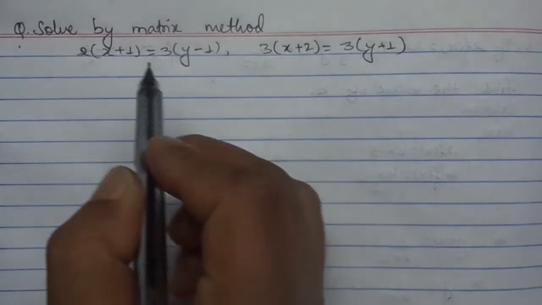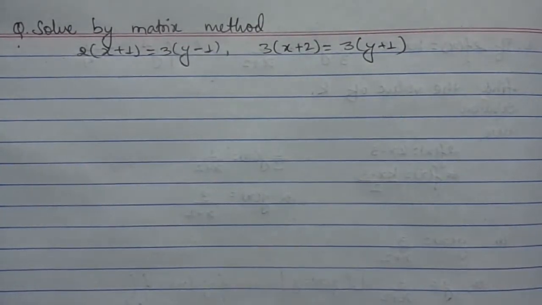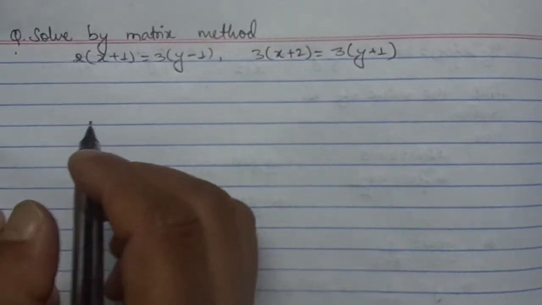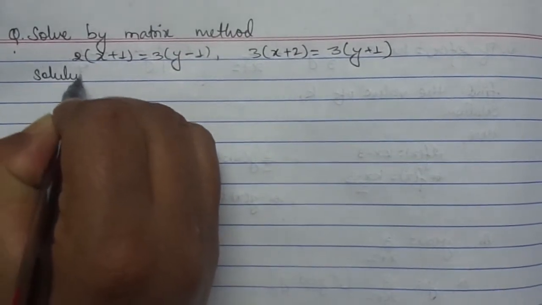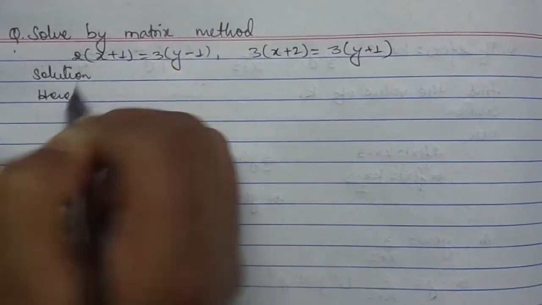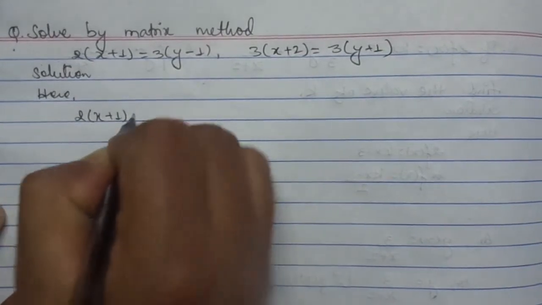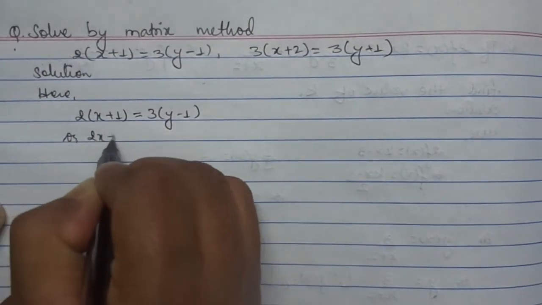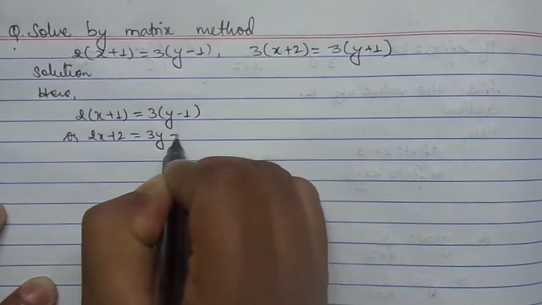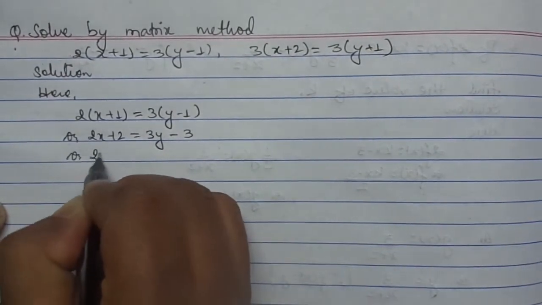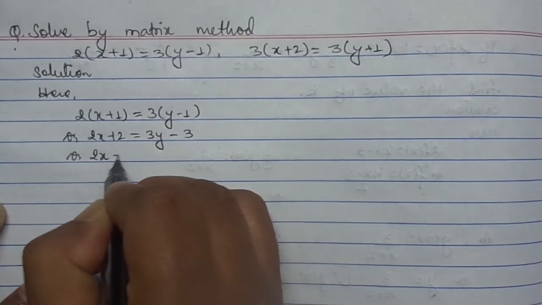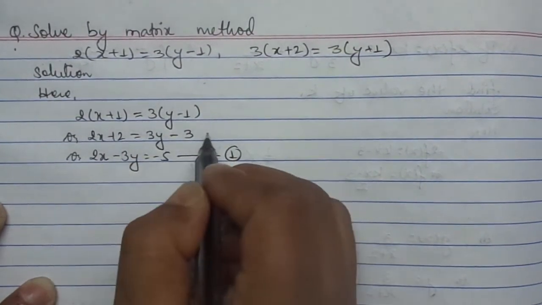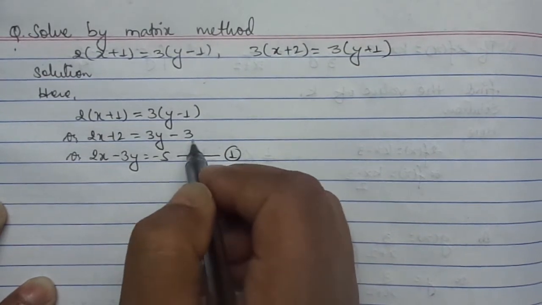As these equations are not in the form ax plus by equals c, we will transform them first into that form and then solve. Solution. Here the first equation is 2(x plus 1) equals 3(y minus 1), or 2x plus 2 equals 3y minus 3, or the final equation will be 2x minus 3y equals minus 5 minus 3, bring this to the right hand side, you will get minus 2 minus 3, which is minus 5.